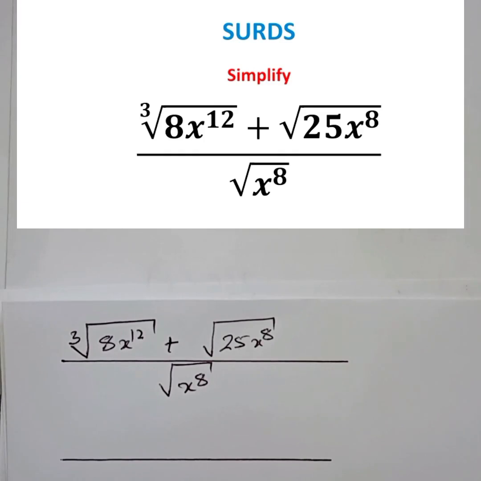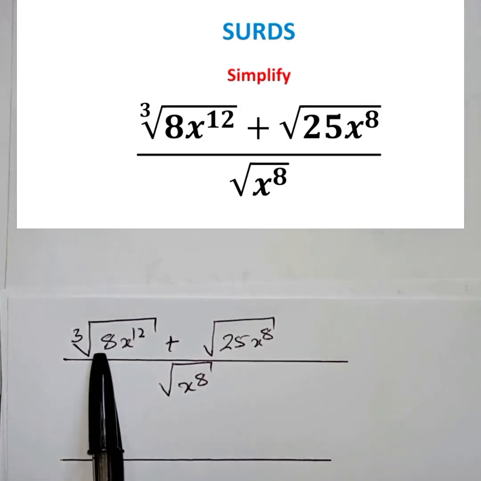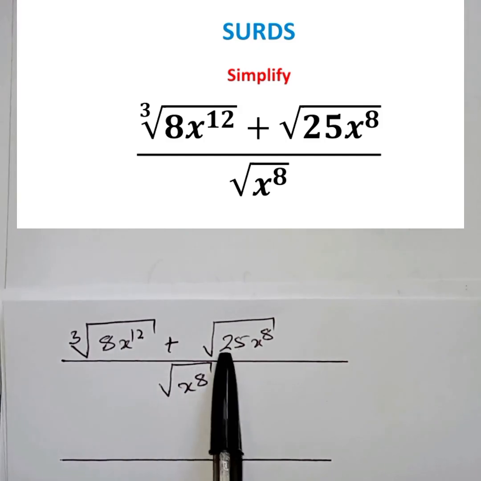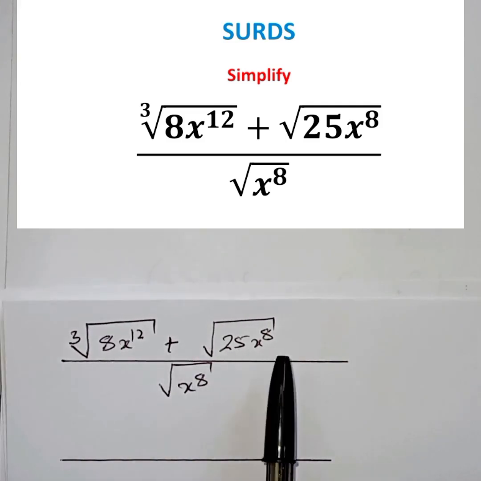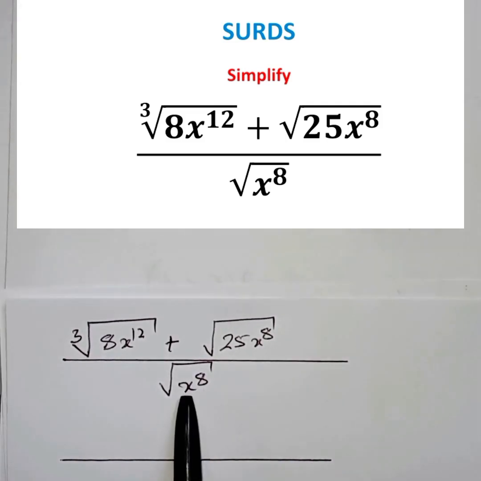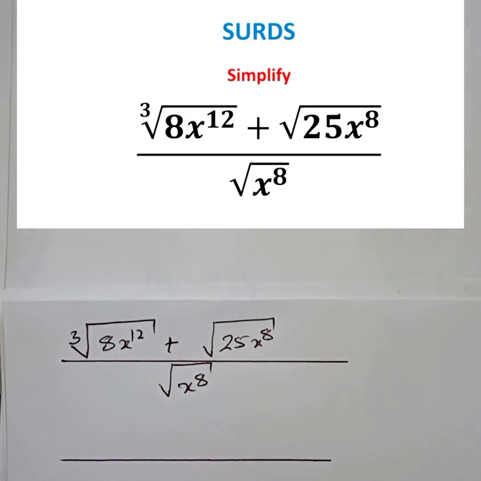In this next tutorial, we are simplifying a surd expression. Now, the first thing that we need to do is to break down these numbers. We are going to break 8, we break 25. We're also going to break x to the power of 12, x to the power of 8, and x to the power of 8 using the laws of exponents.